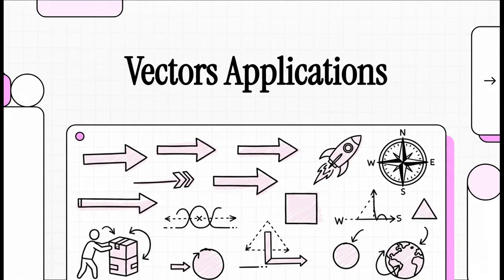Have you ever tried to give someone directions? You can't just say go 5 miles. You have to say go 5 miles that way, right? Well, that simple idea, that combination of distance and direction, is the key to the entire world of vectors. Today, we're going to build your complete toolkit to help you master them.